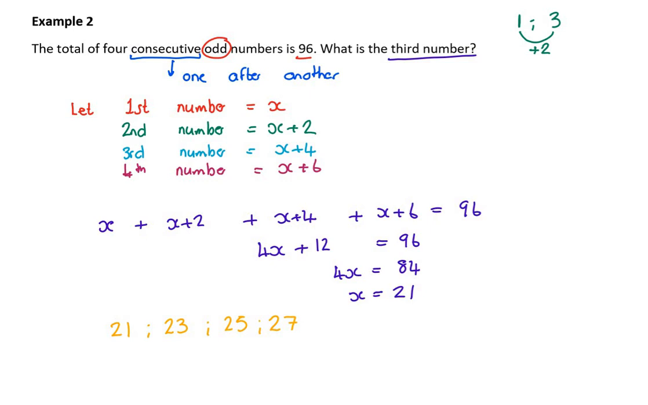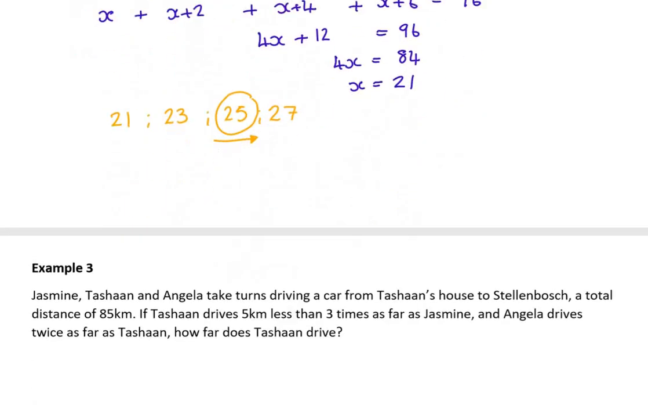And if you go add those together, you can check if you get 96. So what is my third number? The answer is 25. Okay, again, that wasn't too bad. Okay, let's try another one.